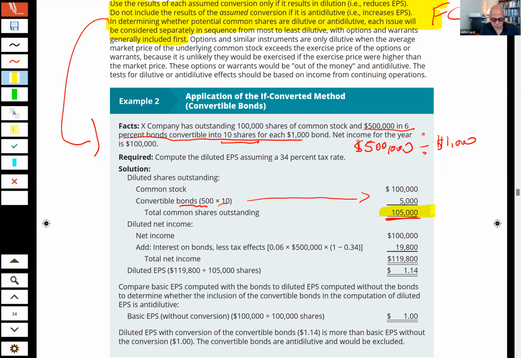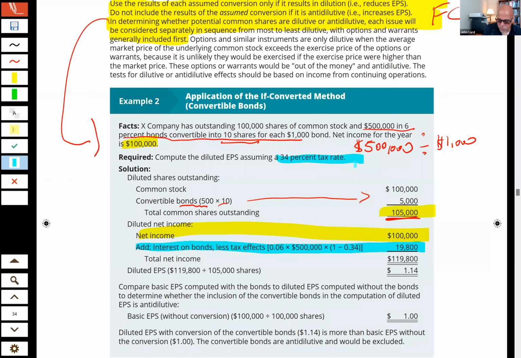So that's 105,000. Then we go ahead and we say, well, the net income they told us from the problem was $100,000. And if they had converted those bonds, they would have eliminated the interest expense for the year net of tax. So since the tax rate is 34%, 1 minus 34% gives us the net of tax interest that is saved here. And so we go ahead and we multiply the 500,000 times 6% times 1 minus the tax rate. What's that?